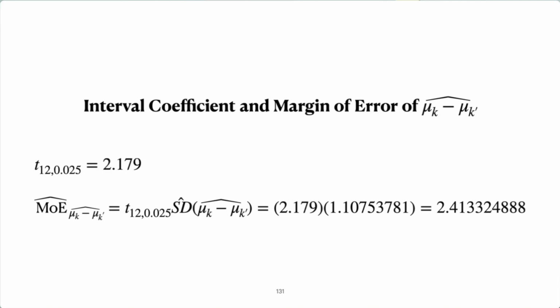I'm using the t-table whenever I can, and if I have to look up a value for a number of degrees of freedom that are not in the table, that's when I'm going to the calculator or to the software. Once we have the interval coefficient, we can obtain the 95% margin of error associated with the estimated difference between treatment means by multiplying the interval coefficient and the estimated standard deviation. That turns out to be 2.413324888. So that's the margin of error for the confidence intervals that we'll be constructing.